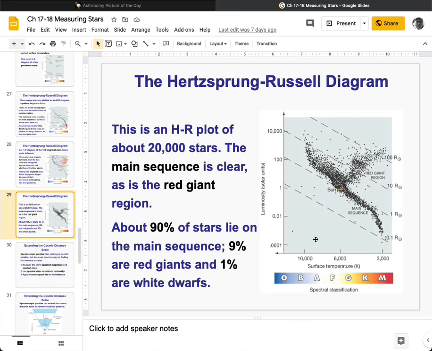And any star down here in the bottom right, that's the left. Any star down here in the bottom left, that would actually be these. These are considered white dwarf stars.